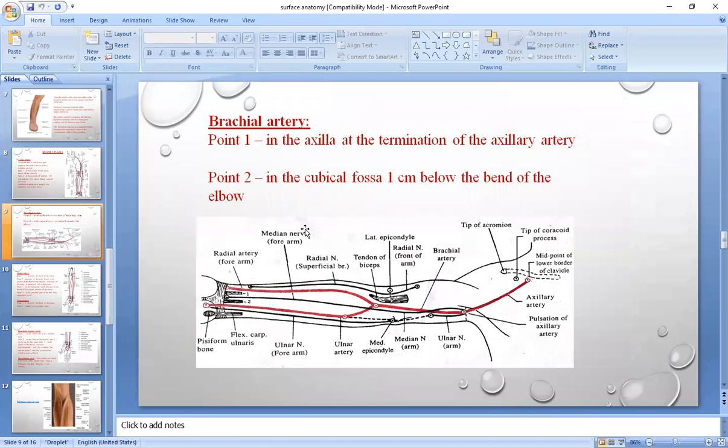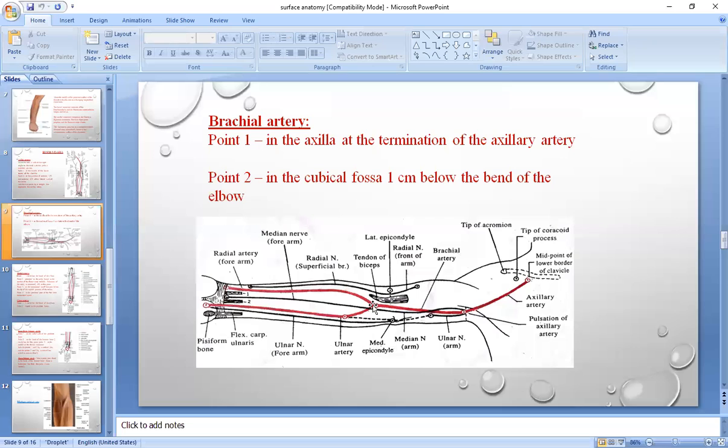Then coming to the brachial artery. For the brachial artery, point 1 is in the axilla at the termination of the axillary artery, because the brachial artery is a continuation of the axillary artery, right? So the first point for the brachial artery you should keep at the junction between the anterior 1/3 and posterior 2/3 of the lateral wall of the axilla. Okay. Then where is the second point? The second point is in the cubital fossa. It is exactly 1 centimeter below the bend of the elbow.